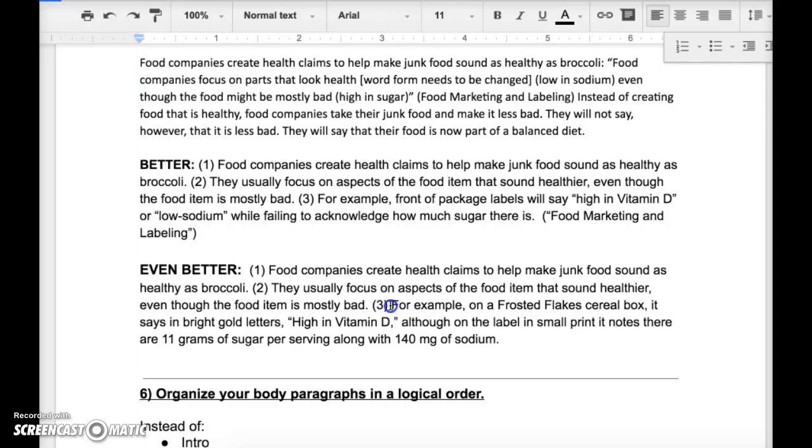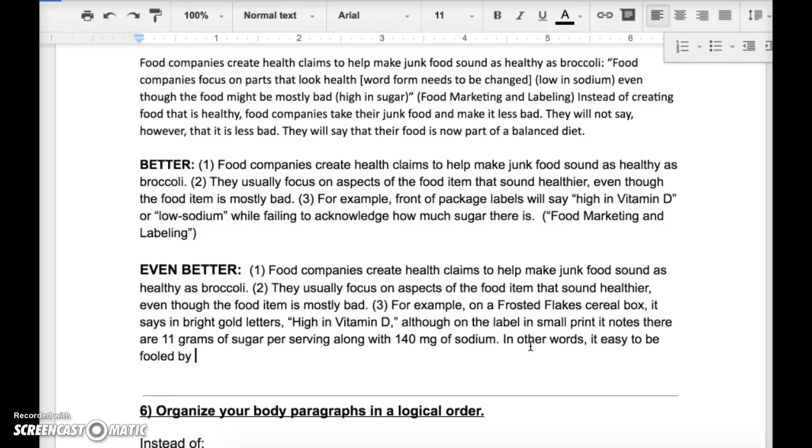but I'm using a very specific example. I say, for example, on a Frosted Flakes cereal box, it says in bright gold letters, high in vitamin D, although on the label, in small print, it notes there are 11 grams of sugar per serving along with 140 milligrams of sodium. And so there you have the level 3 sentence, and then you'd need to follow that up with this, or in other words, easy to be fooled by the pictures and the text on the cereal box.